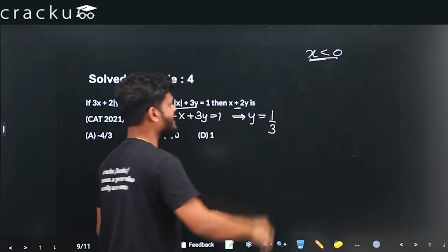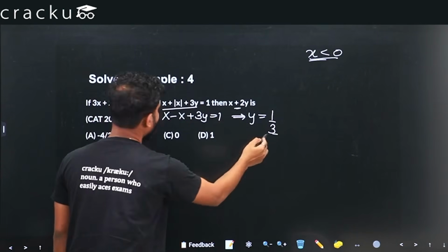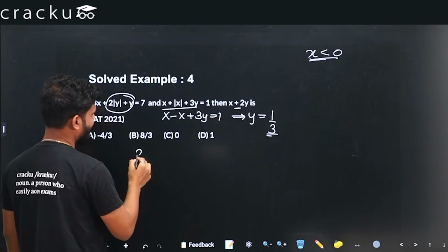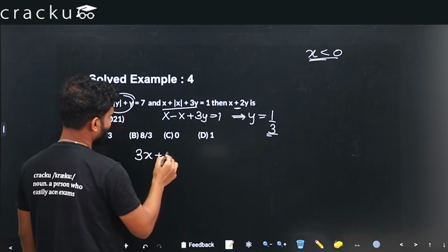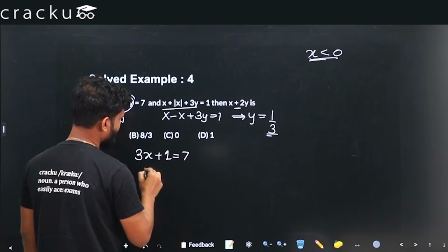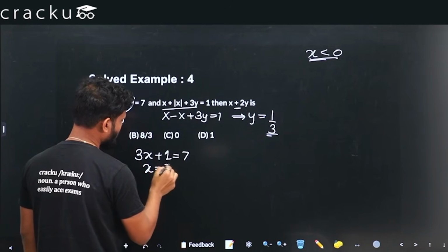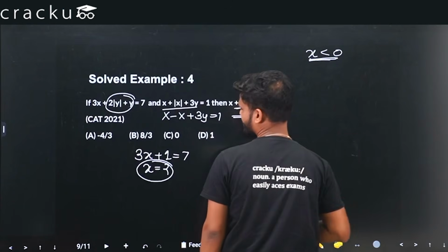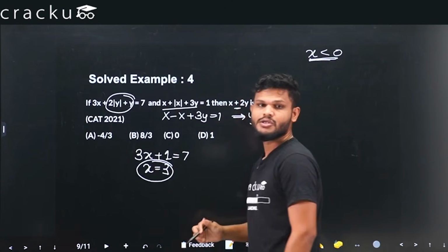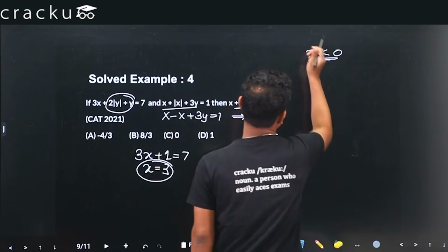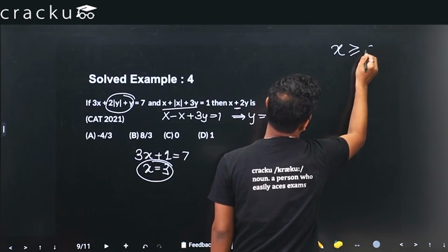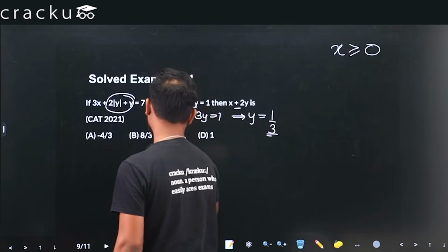Let us see if this case is valid or not. If y is 1 by 3 and I put y equal to 1 by 3 here, I will get 3x plus 1 is equal to 7, or x is equal to 2. But wait, what was my condition? x is less than 0, but here x came 2. So it is not correct. It means my x must be greater than or equal to 0. Now let us go forward.